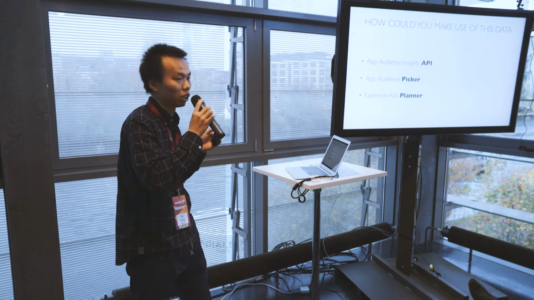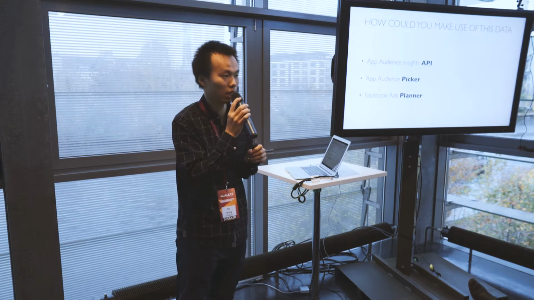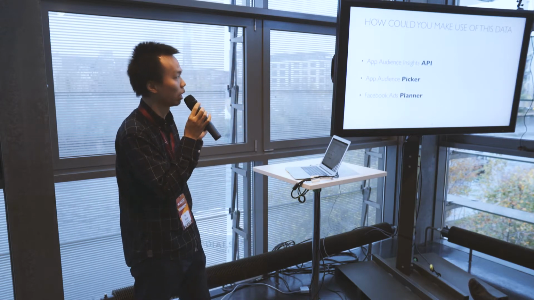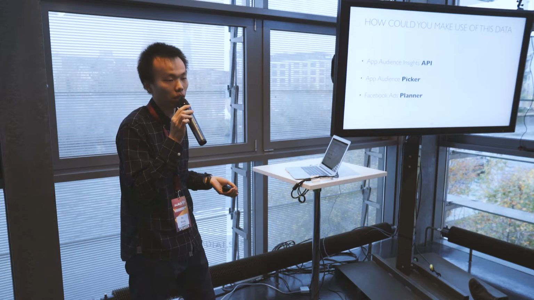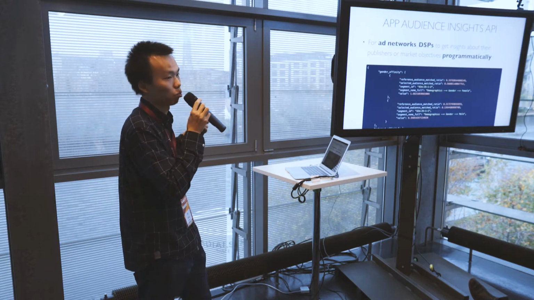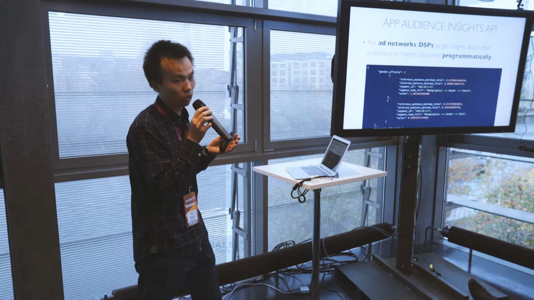And if you are still interested till here, you may ask how you would make use of this kind of data. We are now offering three different ways. One is an API, one is a picker, and one is a planner. The API is for ad networks and DSPs. They want to access these audience insights in a programmatic way.